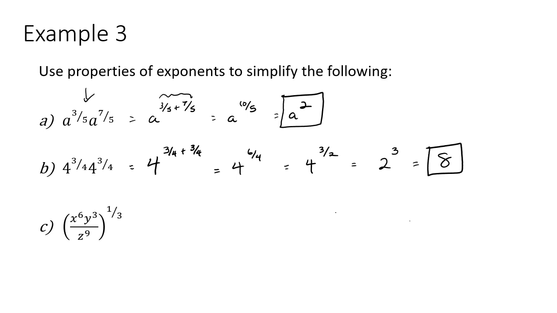Now another alternate way you could work example B is that 4 to the 3/4 power times itself would be 4 to the 3/4 power squared. So that's another way you could write the expression in part B. And then also by property of exponents, that would just be 4 to the 2 times 3/4 power, which would be 4 to the 6/4 power. And then at that point, the problem would work out the same way as we did previously.